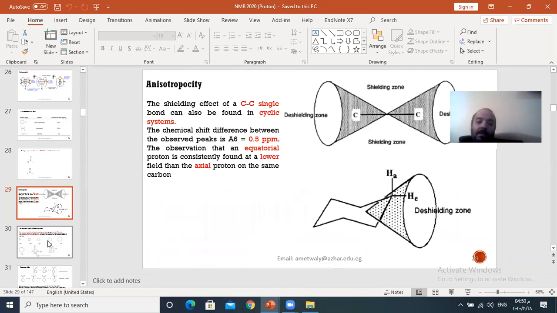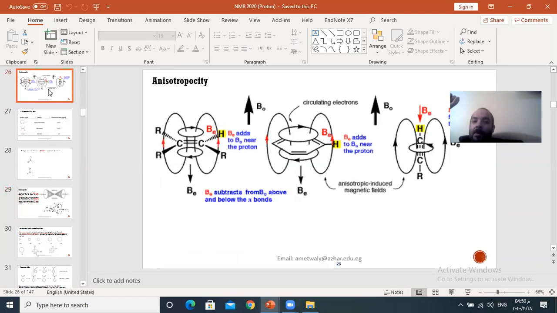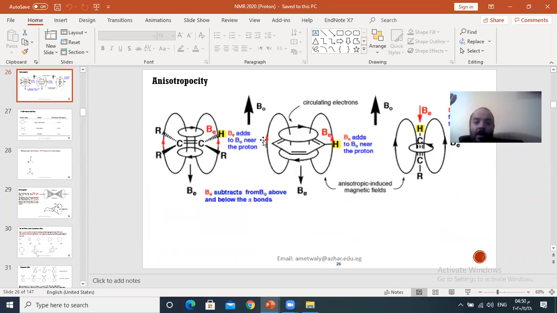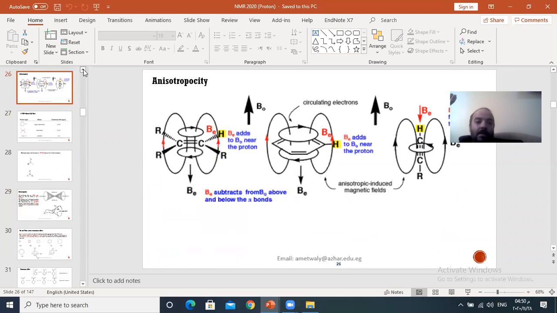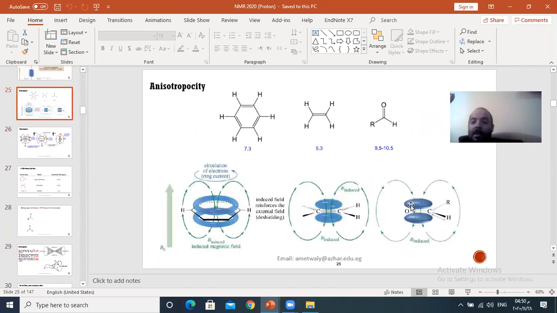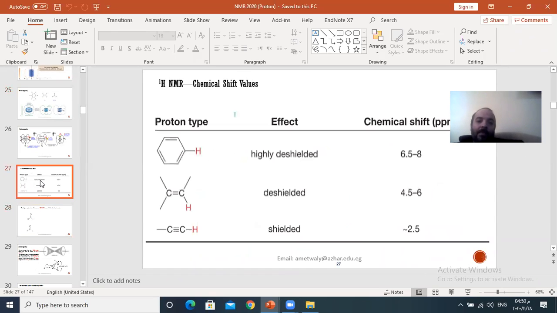Another example here: in the carbonyl also the pi bond makes another anisotropy, which gives this proton a downfield shift. In aldehydes it appears at 11. It's highly downfielded because of anisotropy and because it's near the oxygen also.